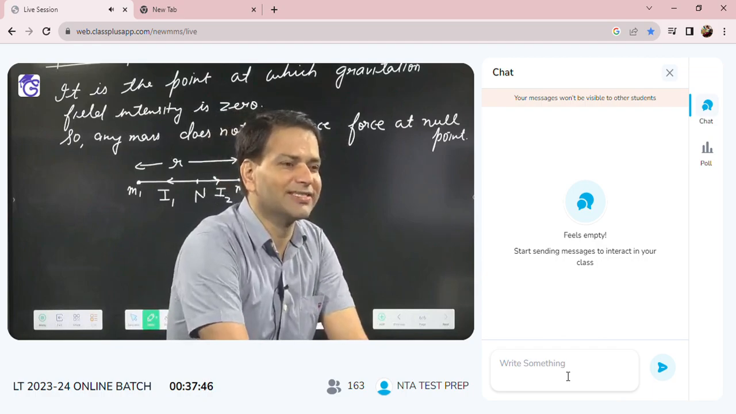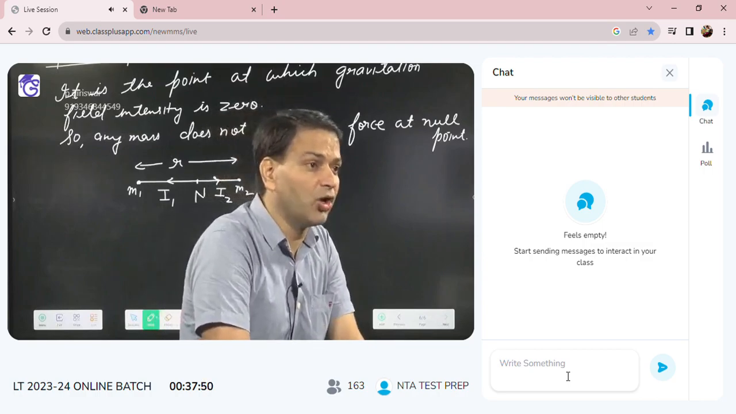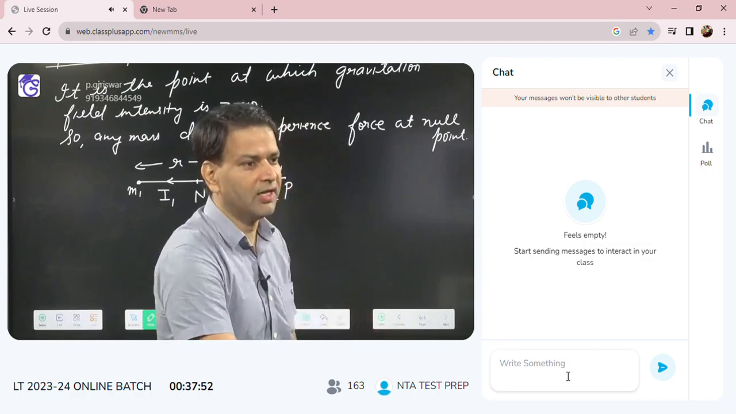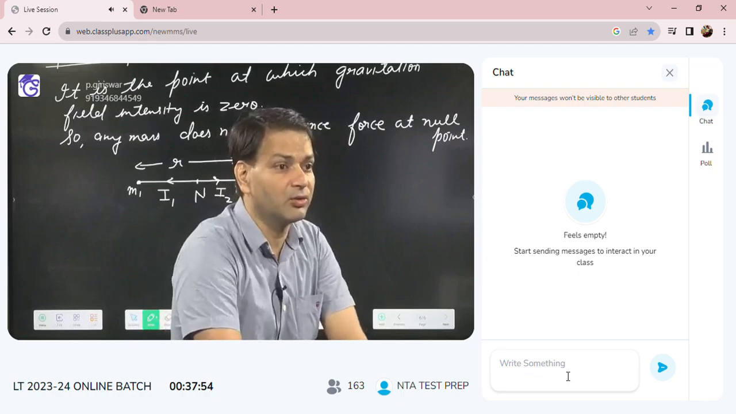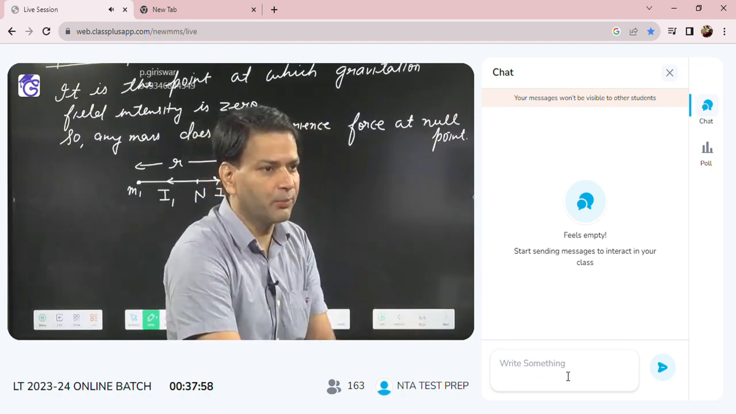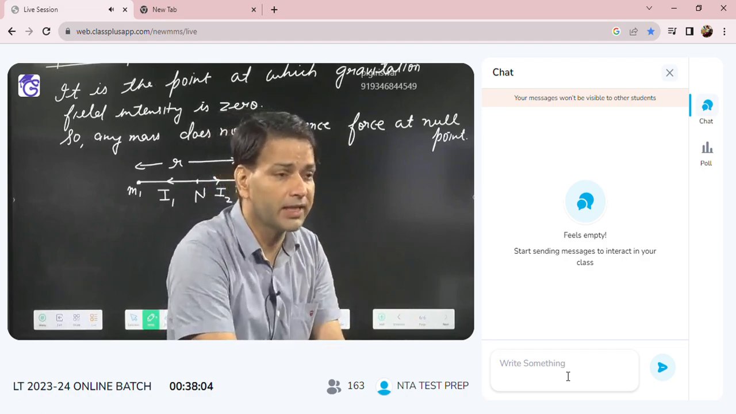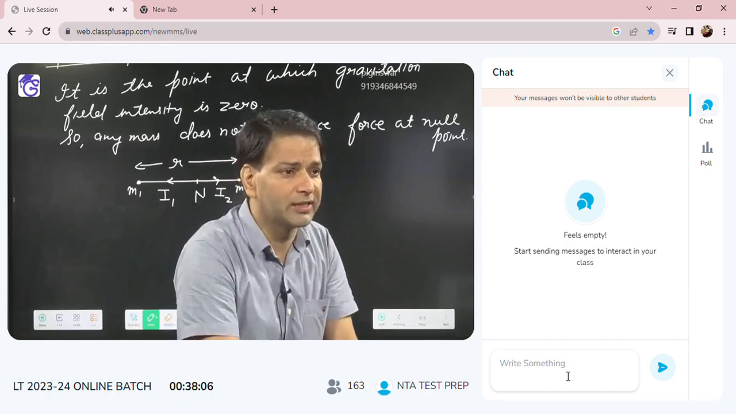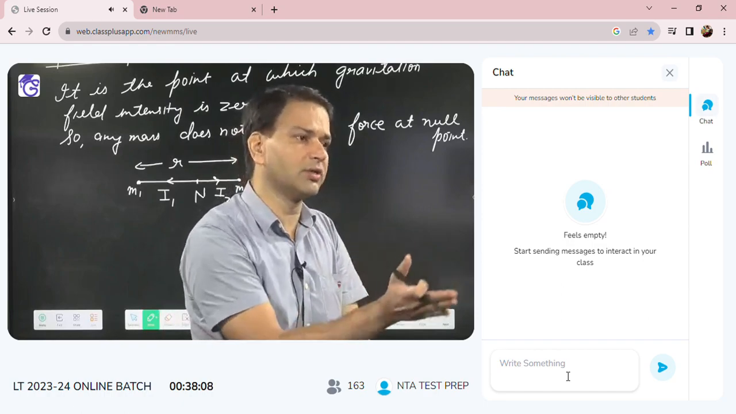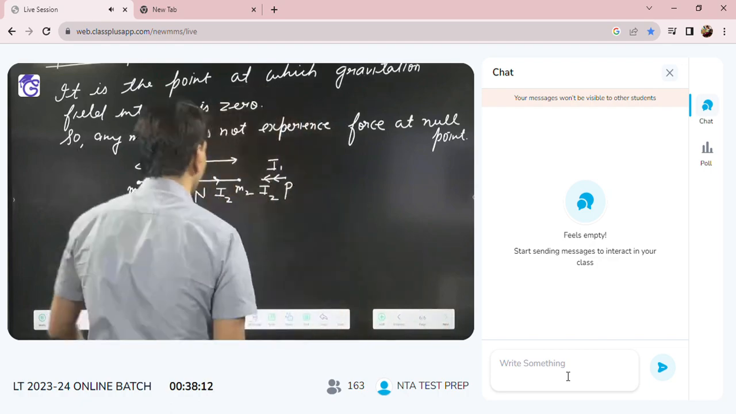They are using the concept of the center of mass, because they have learned that the center of mass is always shifted towards the more mass. I'm not talking about the center of mass. The null point will always be farther from the heavier mass. Getting or not? I'm not talking about the center of mass. The center of mass is always shifted towards the heavier mass. But here I'm asking about the null point. How will we get this?